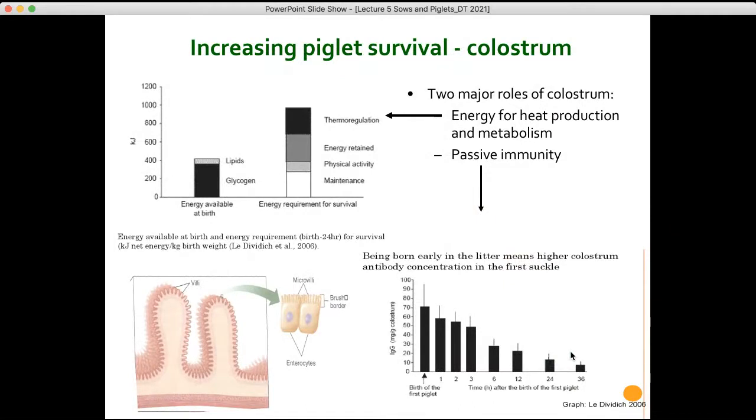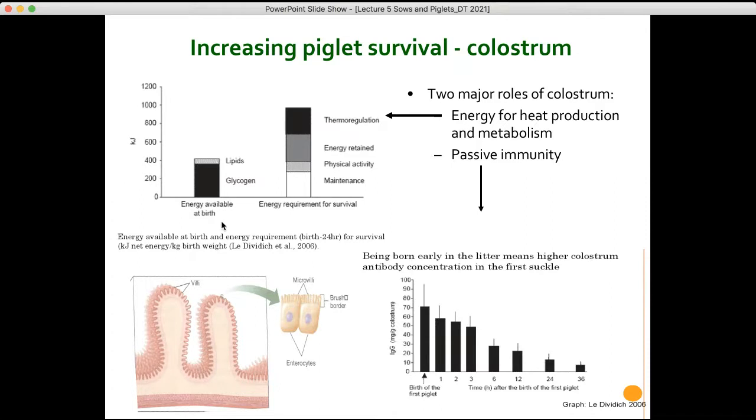Okay, so a word on why colostrum is so important. Colostrum is obviously that antibody-rich milk or secretion that is produced by the mammary glands in the first 24 to 36 hours after birth. There's two reasons why colostrum is so important. The first is that it provides energy for heat production and metabolism.